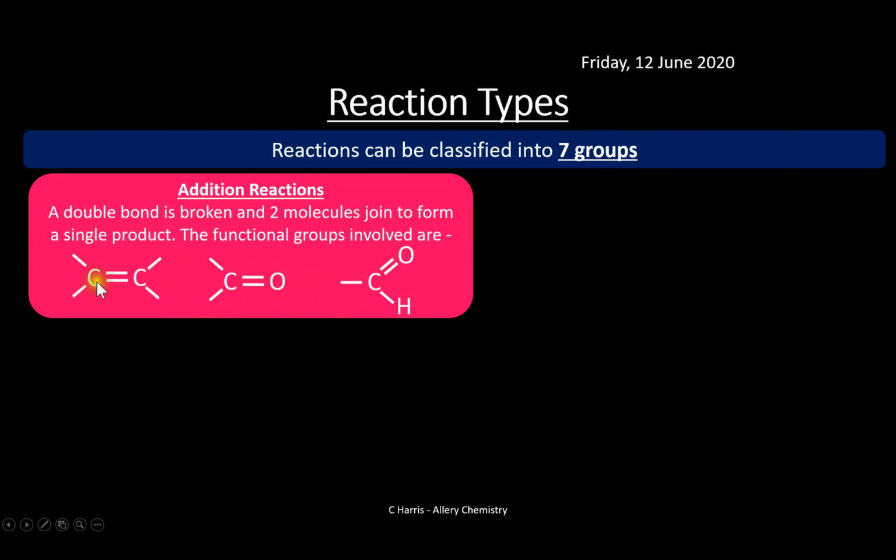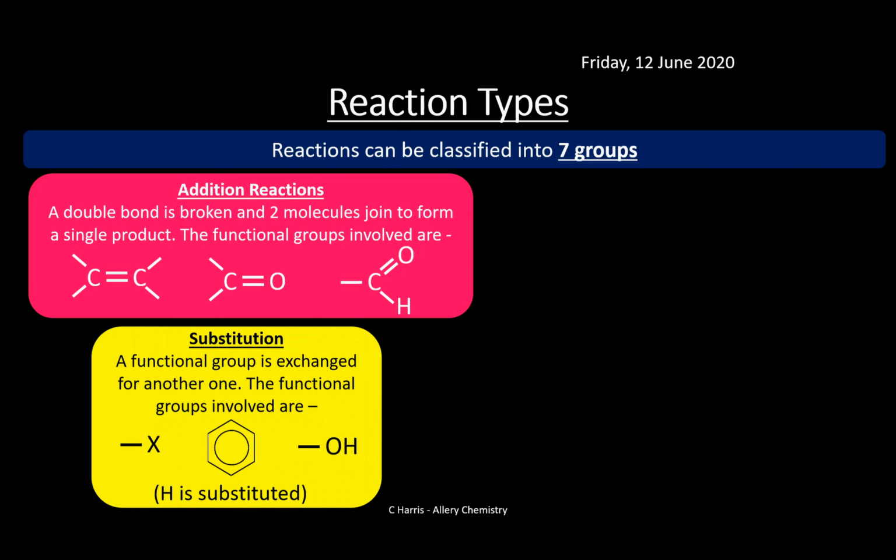So they've all got this feature, and we'll look at the tests for these chemicals, all three of these, later on. So using bromine, for example, using Tollens or Fehling's or Benedict solution for this one, and this one as well, which is your aldehyde. Okay. So addition reactions, the bond's broken and we add a chemical to that.